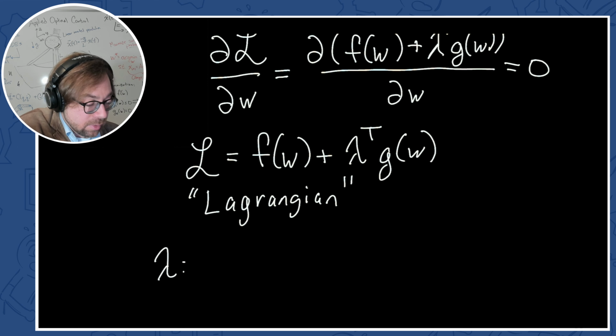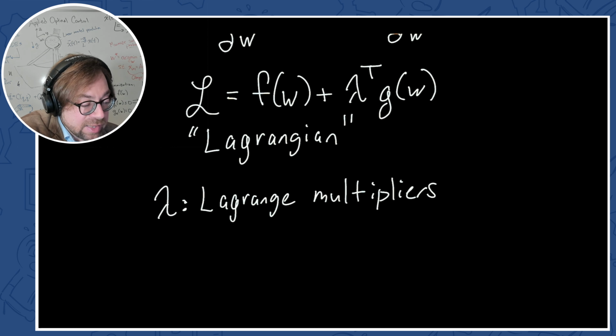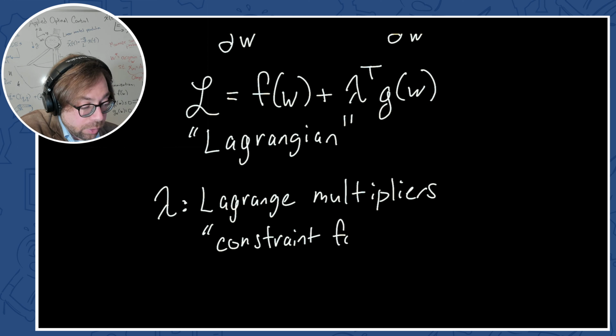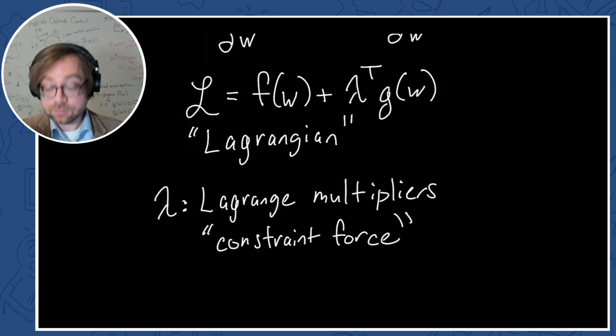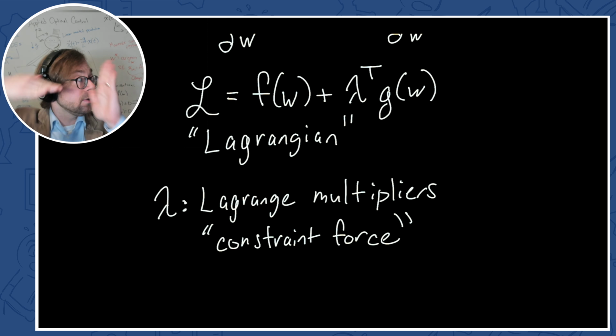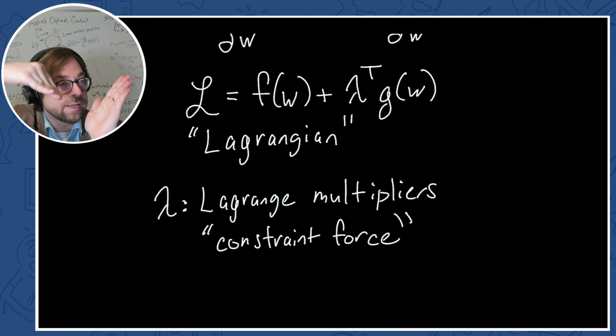And lambda, they are called Lagrange multipliers. You could think of them as a constraint force. Okay? So here's the idea. All right? So we've got this constraint line that it's got to exist on or not go past if it's an inequality constraint. You have to exist on if it's an equality constraint.